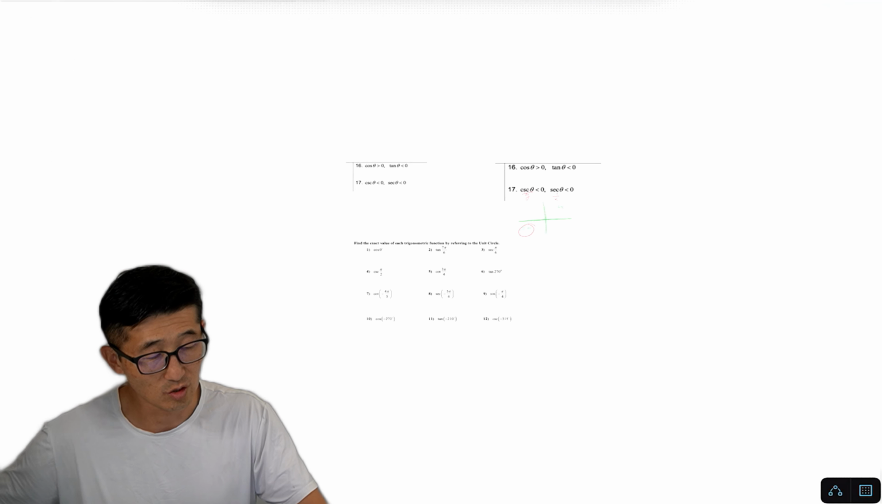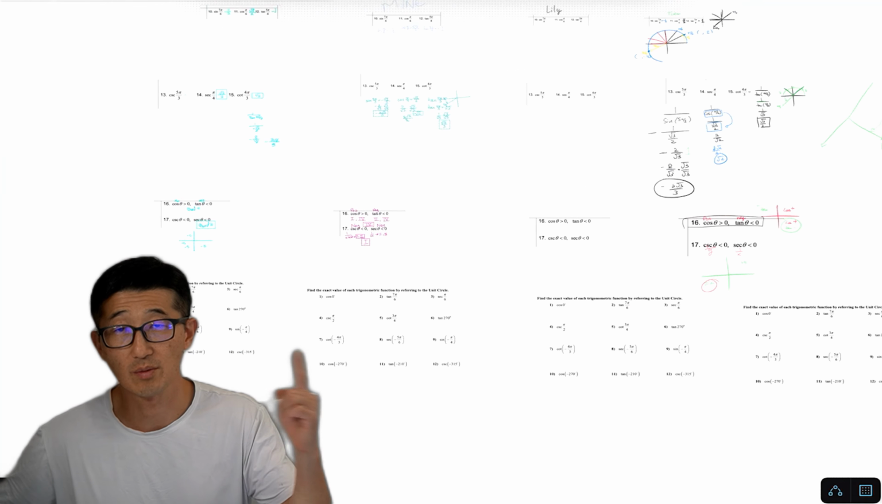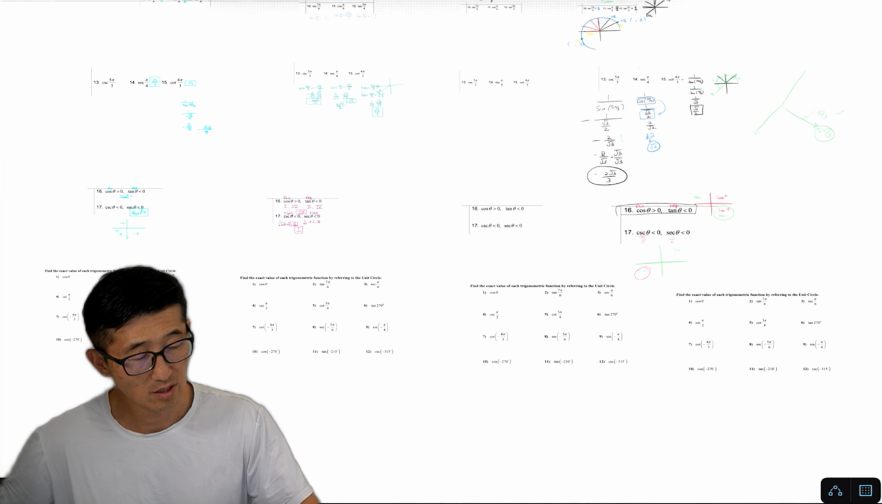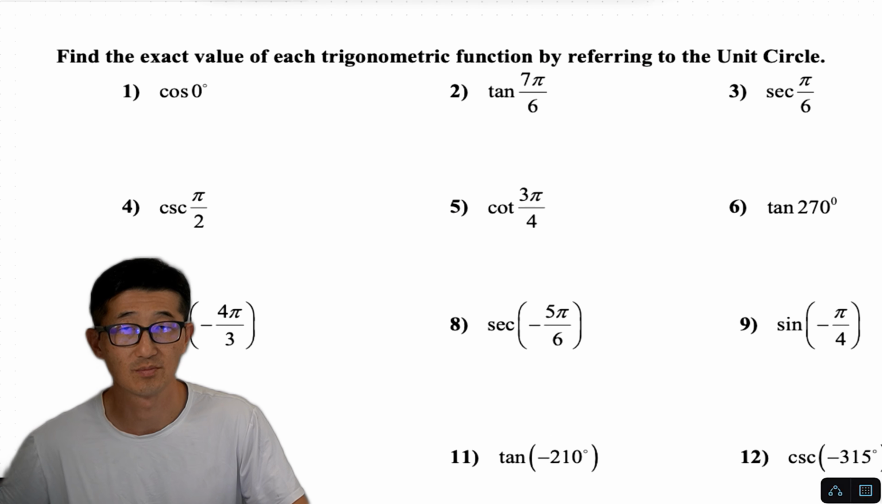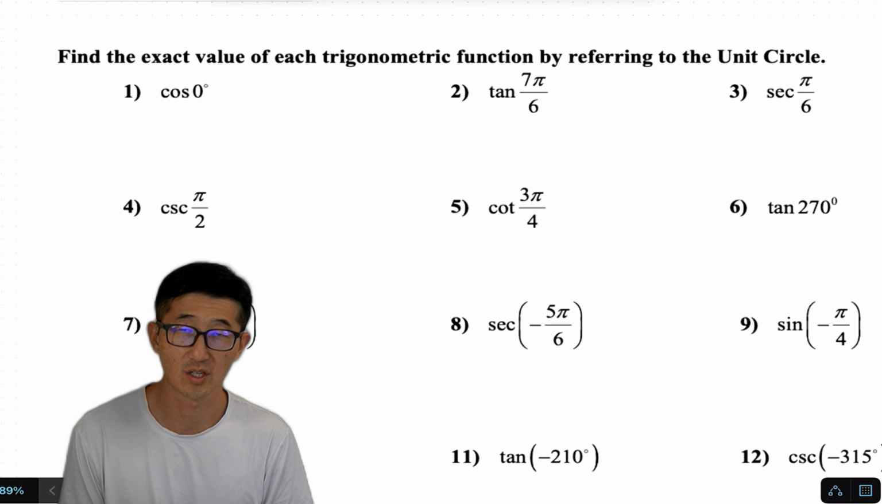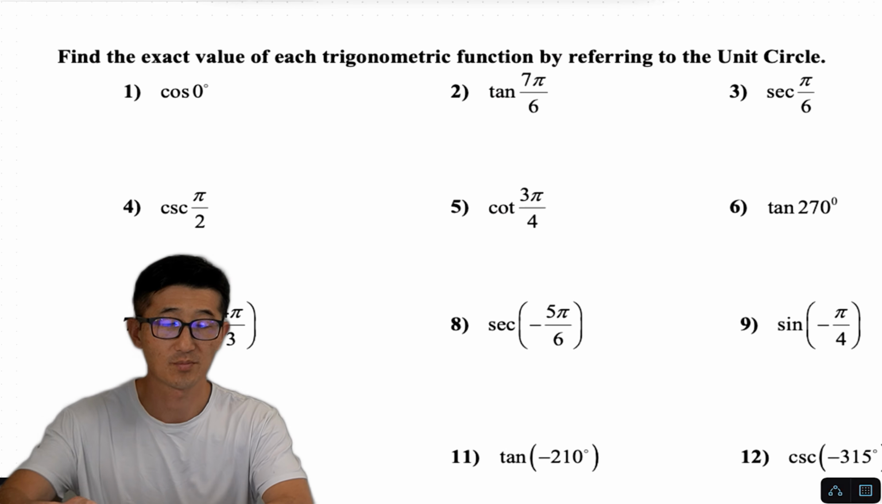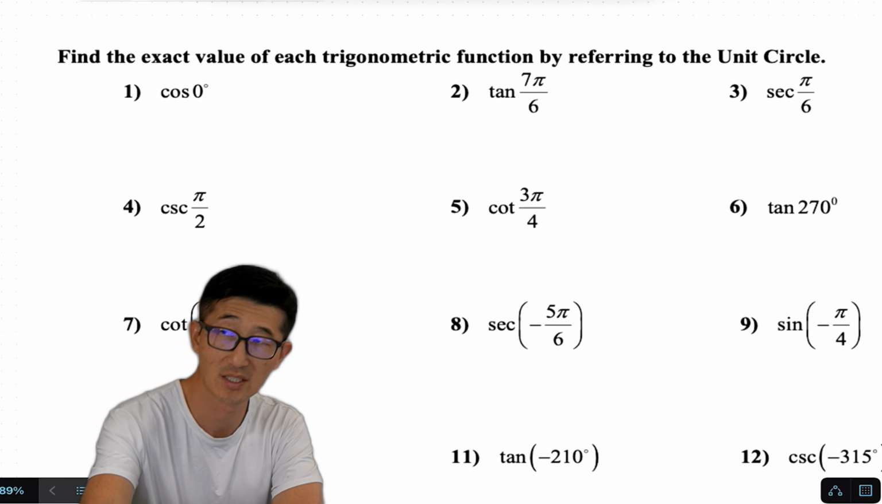Okay, zoom out. Pick your sections here. All right, try number 1, 2, and 3. I'll give you a few seconds.